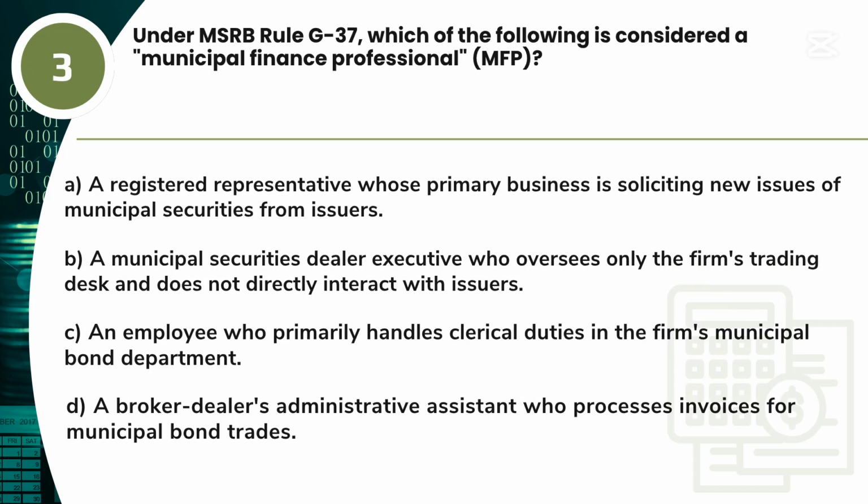Question 3. Under MSRB Rule G37, which of the following is considered a municipal finance professional, MFP? A. A registered representative whose primary business is soliciting new issues of municipal securities from issuers. B. A municipal securities dealer executive who oversees only the firm's trading desk and does not directly interact with issuers. C. An employee who primarily handles clerical duties in the firm's municipal bond department. D. A broker-dealer's administrative assistant who processes invoices for municipal bond trades.